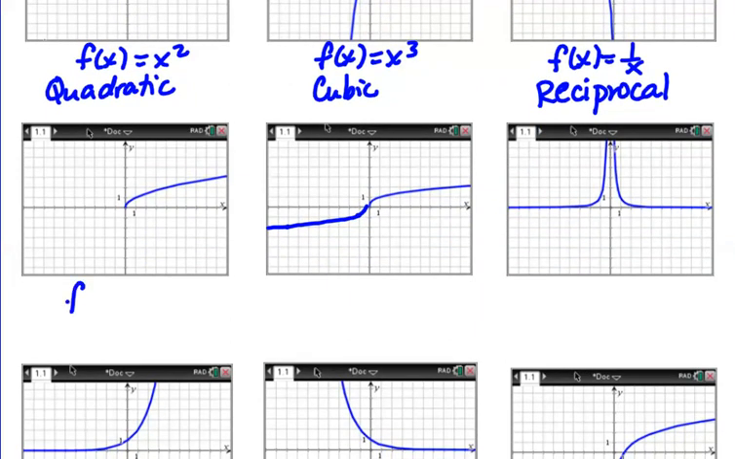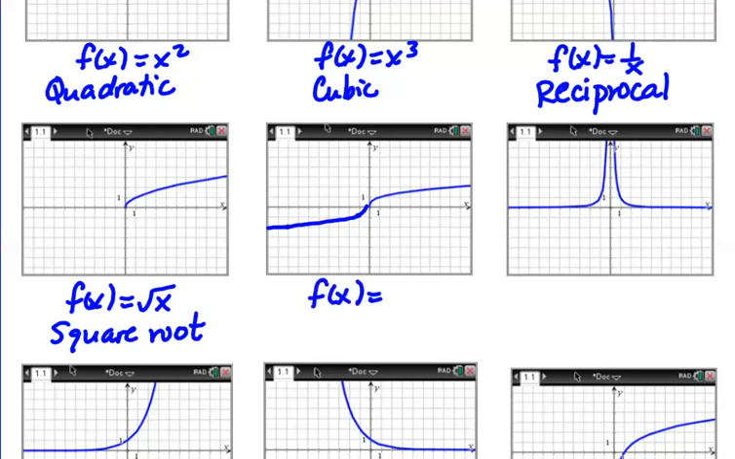This is f of x equals the square root of x, which of course is called the square root function. The next one is f of x equals the cube root of x. If you're watching this in 2019-2020, you may notice that this piece is missing from your handout, so please add that in. Some of the older copies might not have that on there. It's supposed to be there. This is the cube root function.